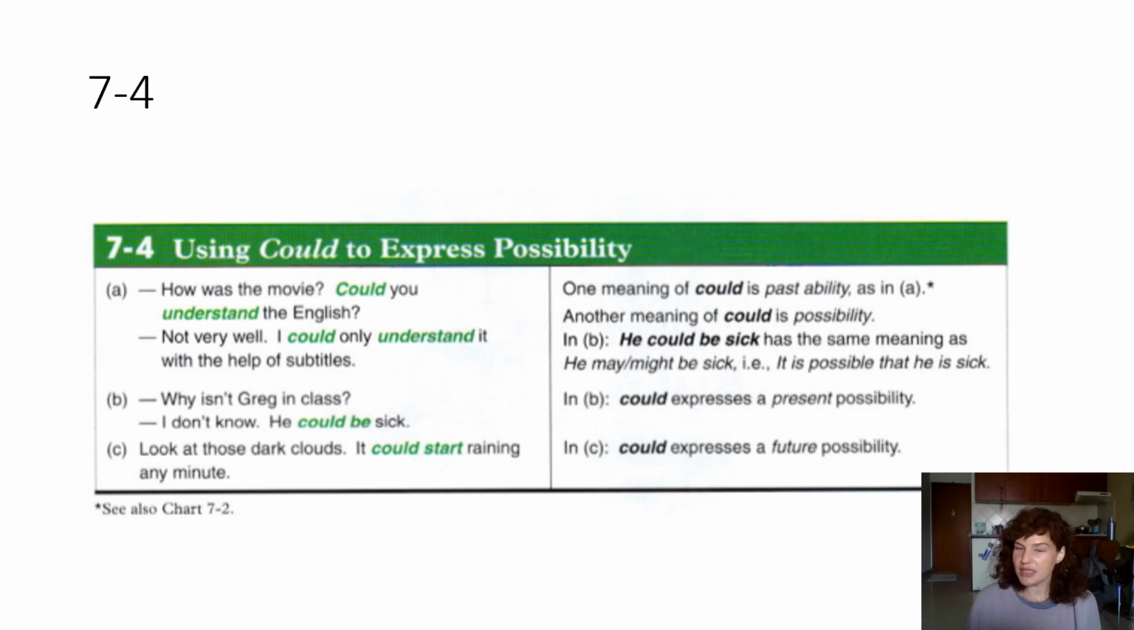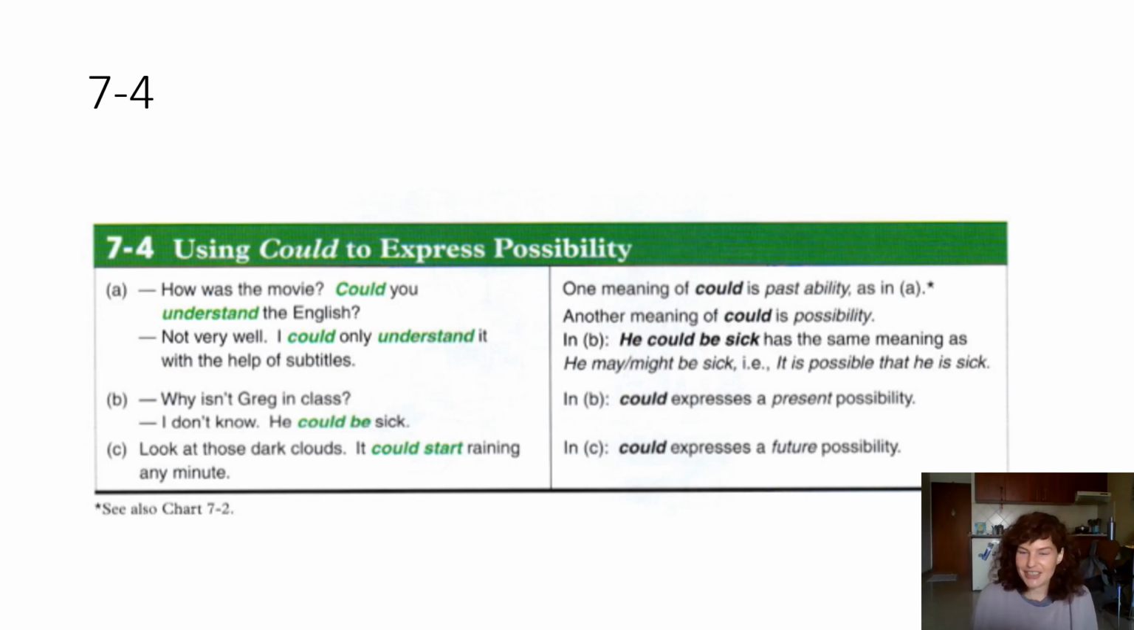Now, if it's the present, it could be an ability or it could be a possibility, all right? 2 options. Same for the future, right? A future ability or a future possibility. Why isn't Greg in class? I don't know. He could be sick. This is a present possibility. Look at those clouds. It could start raining any minute. That's a future possibility, right? We'll use the base form after those still, all right?